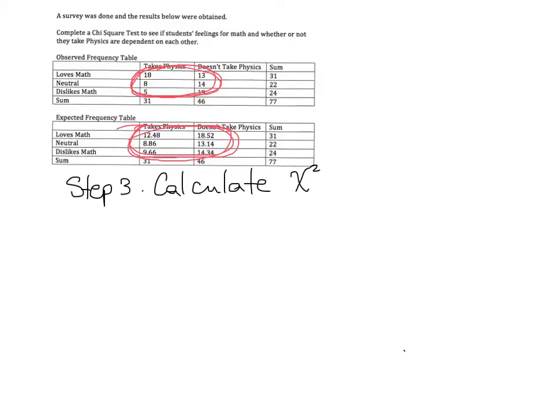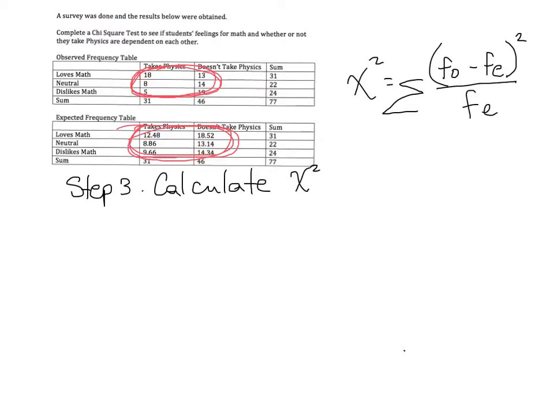So, how do we figure out chi-squared? There is a formula for that. The formula is that chi-squared is equal to the sum of FO minus FE, squared, over FE. Whenever you see a formula with a summation sign, it makes it much easier to solve if we use a table. So that's what we're going to do right now.